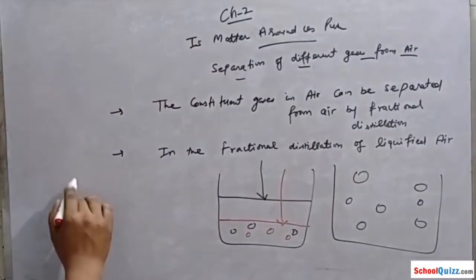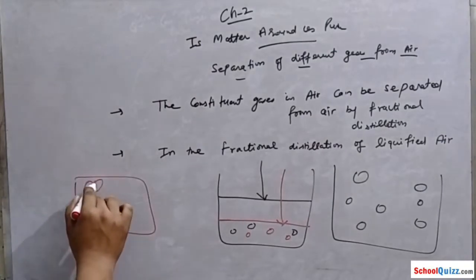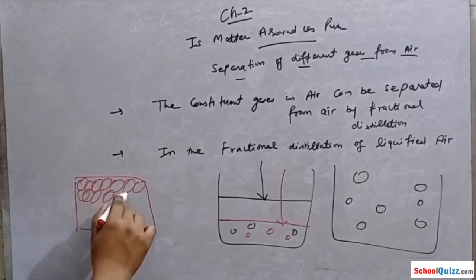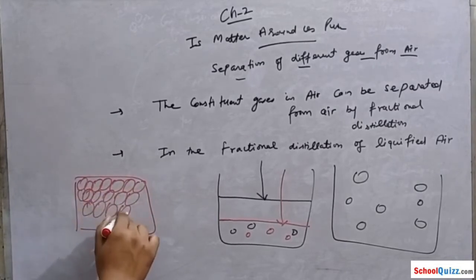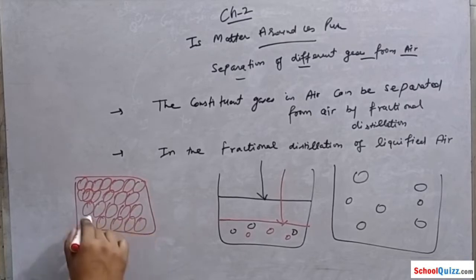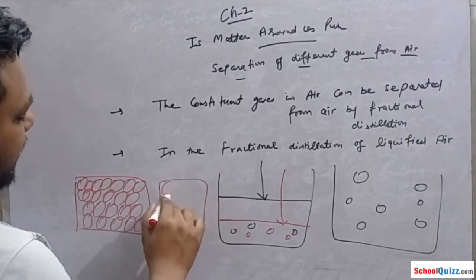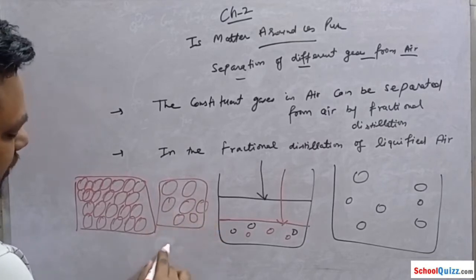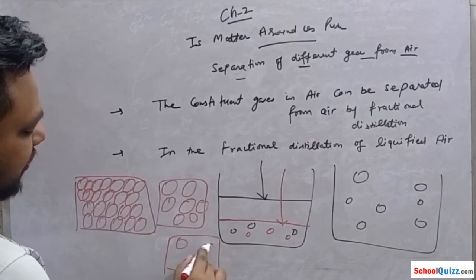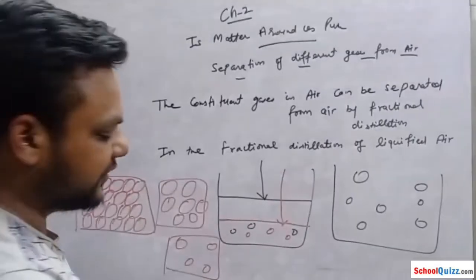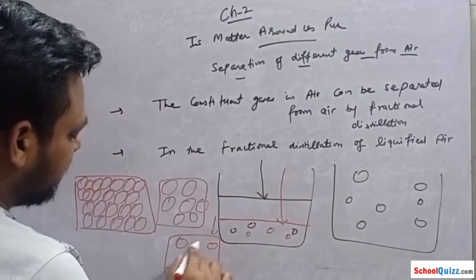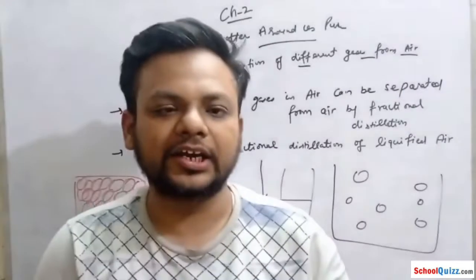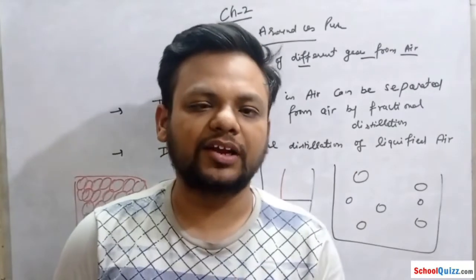For example, if we say this is a block in which solid particles are totally packed. If we talk about liquids, there are some spaces. If we talk about gases, there are more spaces. So if we apply pressure, the molecules will come closer, and then they will get liquefied.